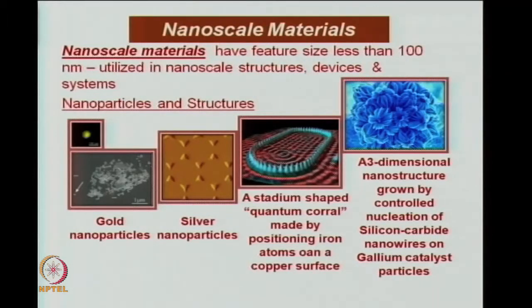For example, you can see in gold you can make nanoparticles, you can make silver nanoparticles, you can make nano shaped objects like a quantum coral, which is made by having iron atoms on a copper surface as shown here. And you can see a 3-dimensional structure of silicon carbide nanowires in the form of a flower, and the size of these flowers are within a few nanometers.